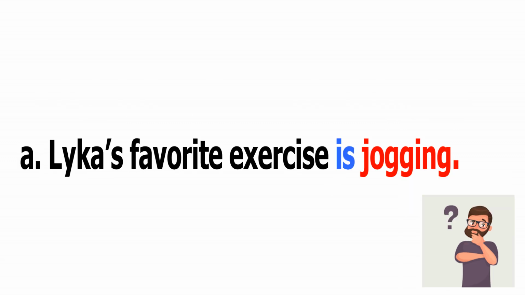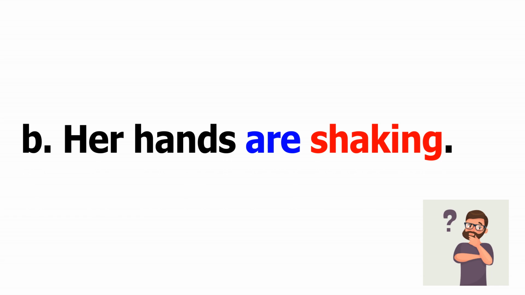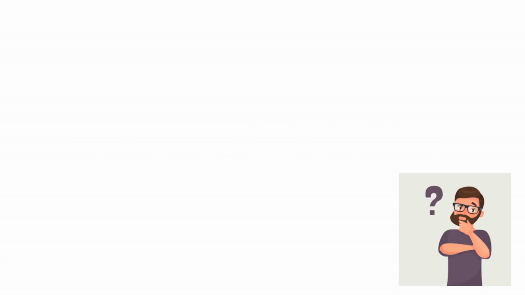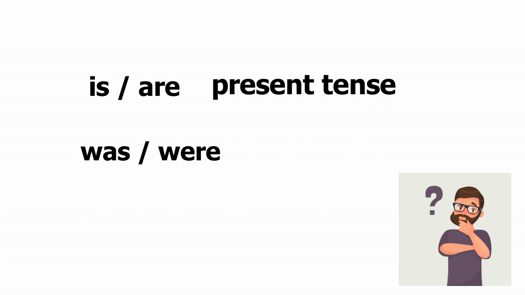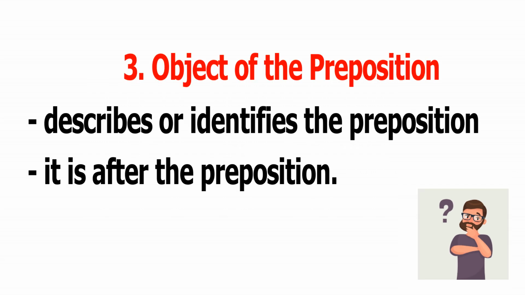In our first example, jogging is our gerund. Jogging functions as a subjective complement because it describes Laika's favorite exercise and it is after the linking verb is, which is in the present tense. Also in our second example, our gerund is shaking, which describes her hands and it is after the linking verb are. Some examples of linking verbs are is and are in the present tense and was and were in the past tense.